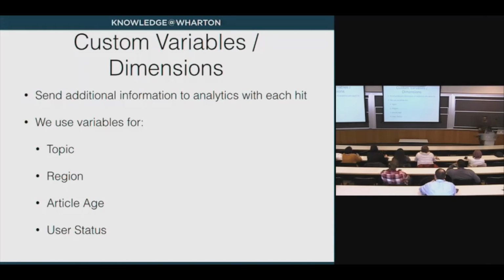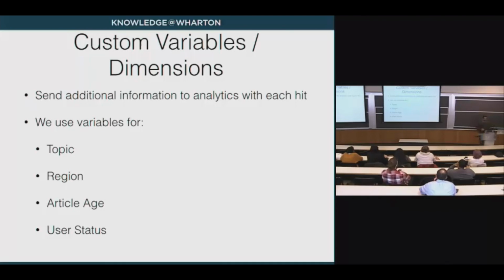One of the first kind of advanced features of analytics that we've been using is what used to be called custom variables. When Google updated their analytics tracking code, they changed it to dimensions, but they effectively do the same thing. It's with each page view on your site, you can add additional information about that hit.